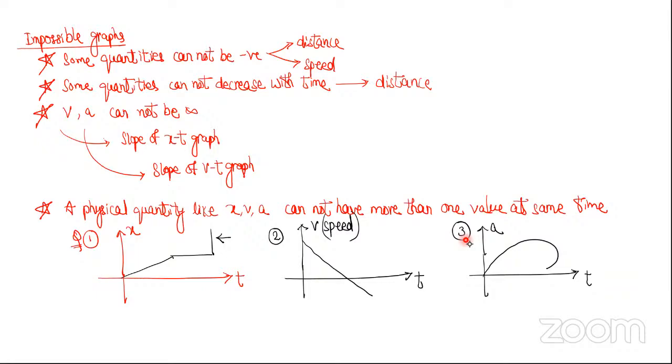Time then will decrease. No, here time is increasing, na? You see, time is increasing. Here the point is speed has become negative here. See, this speed is positive. Here speed is negative. That's not allowed.